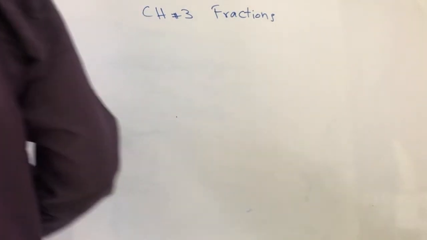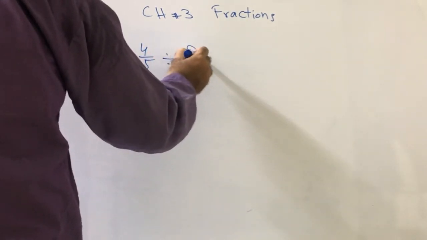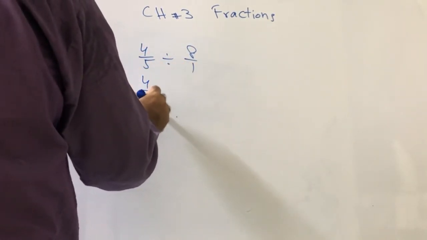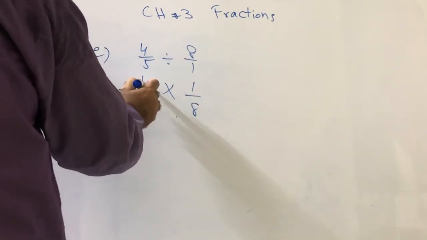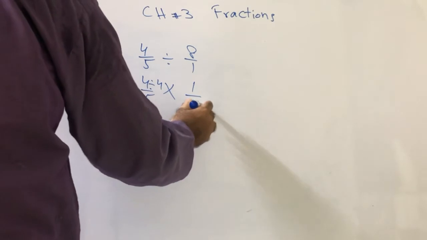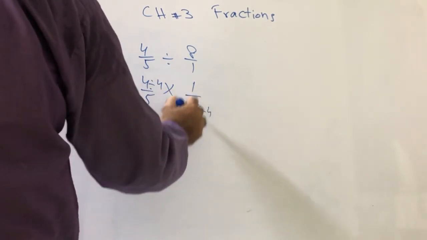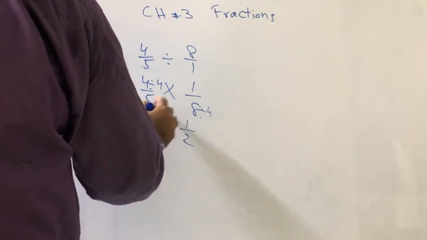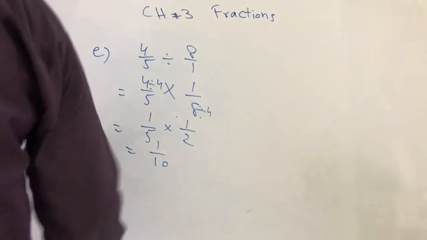Part E says 4 over 5 divided by 8. 8 means 8 over 1. Then we will do this into multiplication. This upside down. We will divide this by 4, this by 4. We get 4 divided by 4, 1 over 5 into 1 over 8 divided by 4 is 2. 1 into 1 is 1, 5 into 2 is 10. 1 over 10 is the answer for this part.